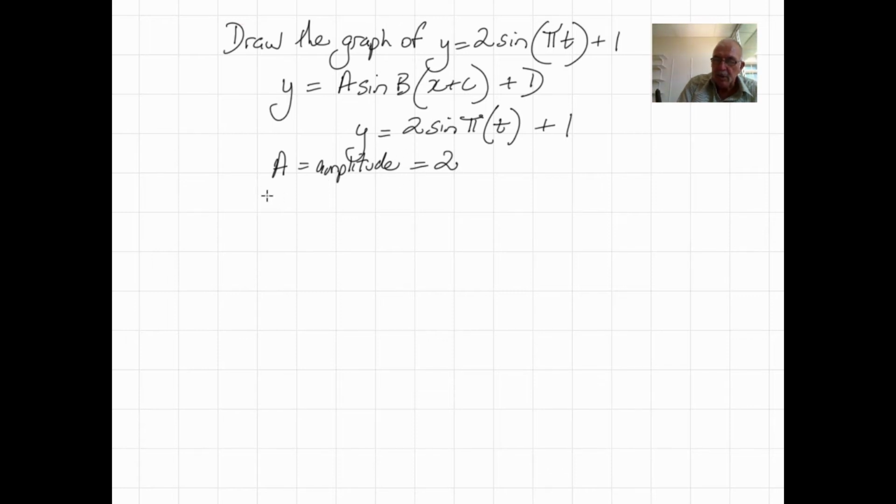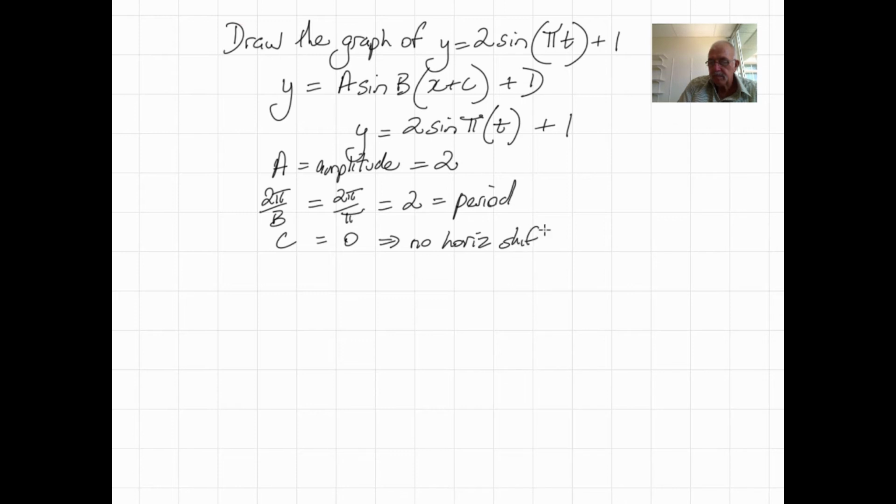The period, 2 pi on b equals, now my b is what's outside the bracket. Now what's outside the bracket here is pi, so it'll be 2 pi over pi. The pi's will cancel, equals 2, and that is the period. My c value is equal to 0, so therefore no horizontal shift. And d, plus 1, equals 1, so a vertical shift.